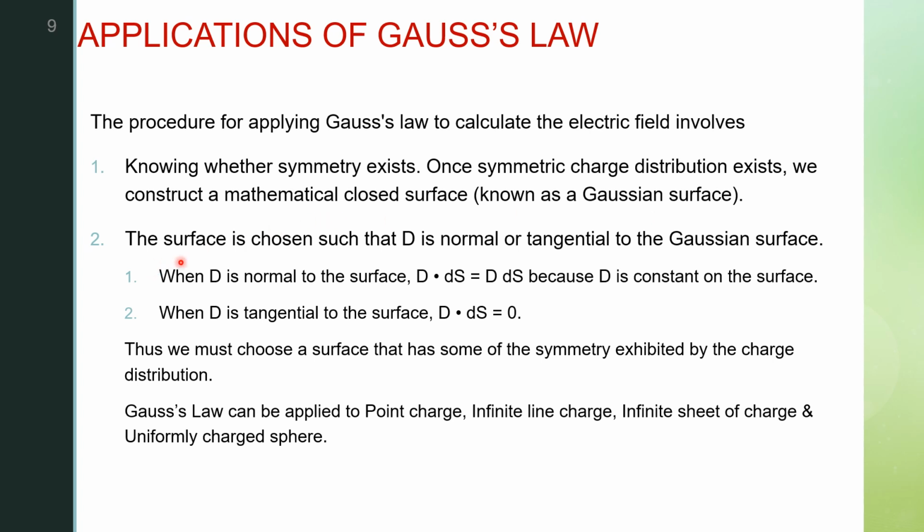Second, the surface is chosen such that the electric flux density D is normal or tangential to the Gaussian surface. When D is normal to the surface, we have D dot dS equal to D dS, and when D is tangential to the surface, we have D dot dS equal to 0. Thus we must choose a surface that has some of the symmetry exhibited by the charge distribution.